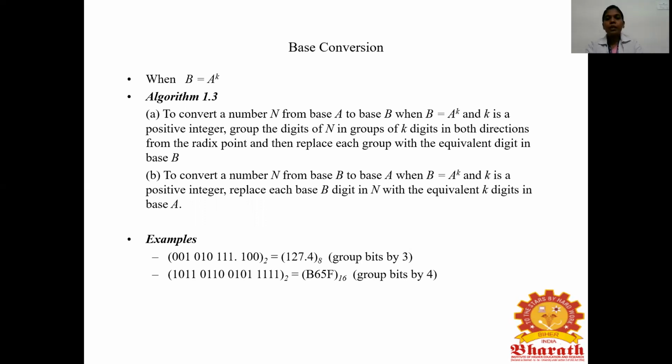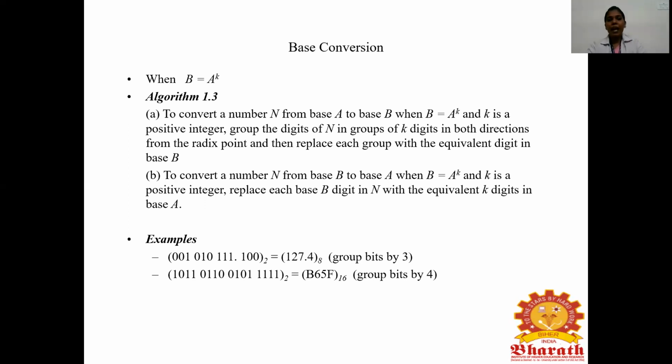And we are going to form groups in both directions, after the decimal point as well as before the decimal point. Each group consists of k digits, starting from the radix point. Then we are going to replace each group with the equivalent digit in base b.